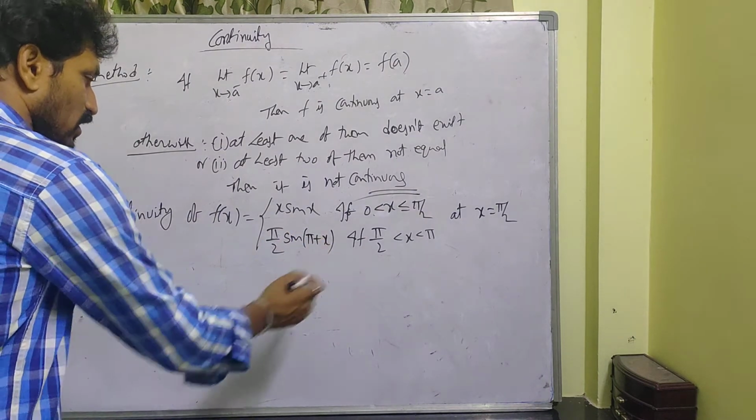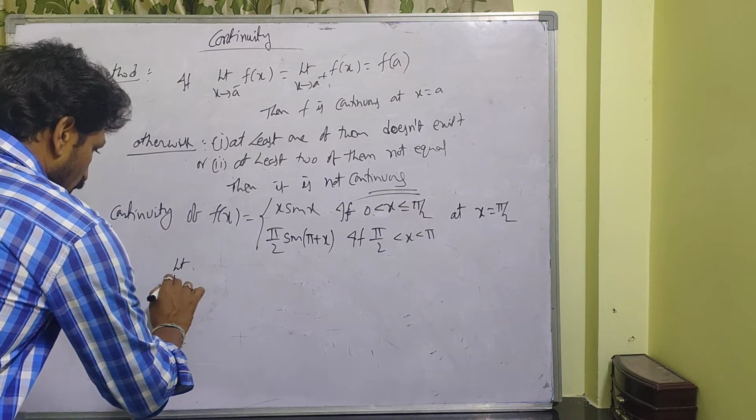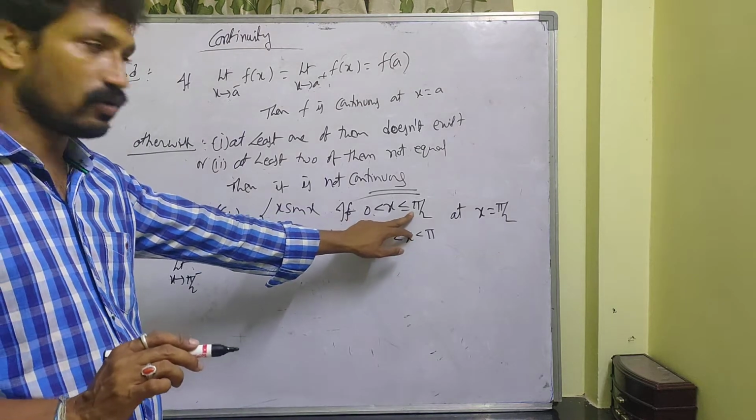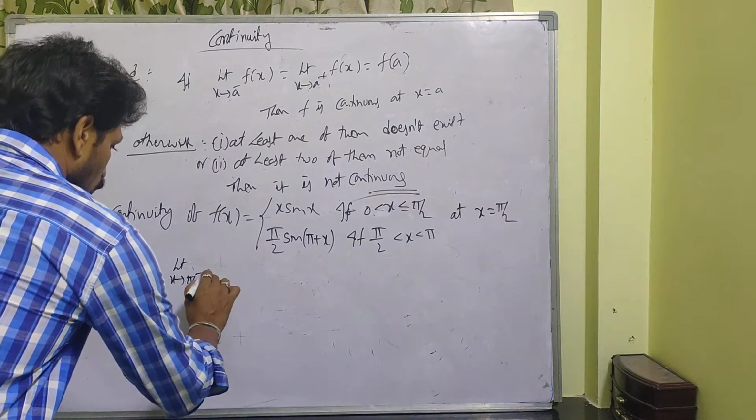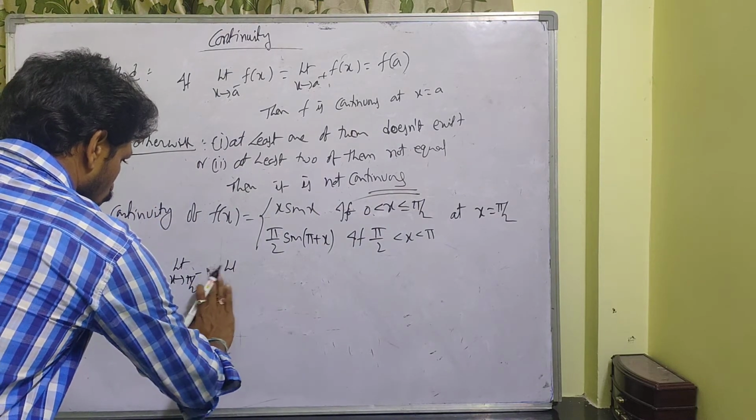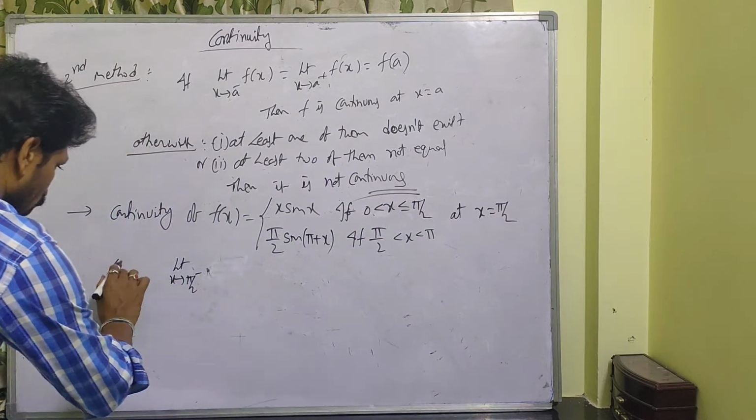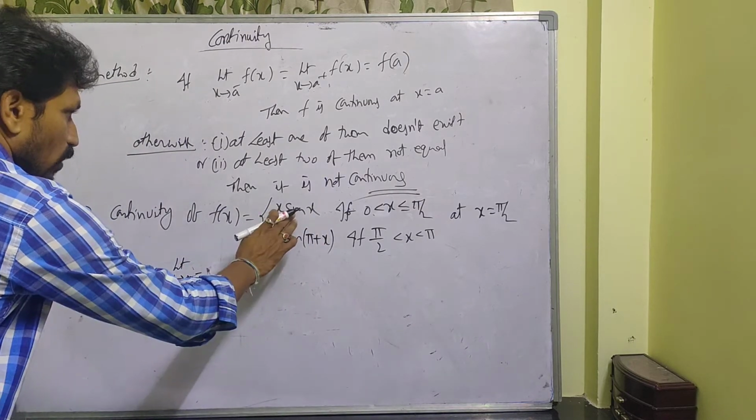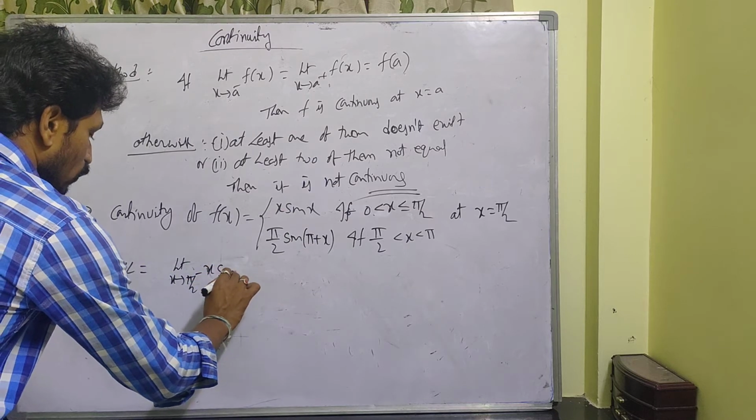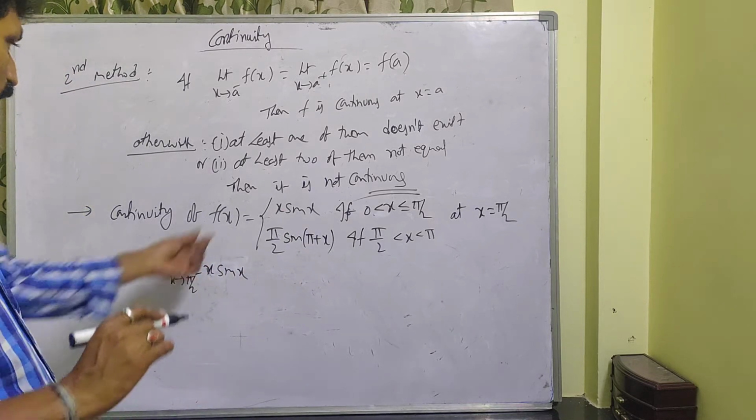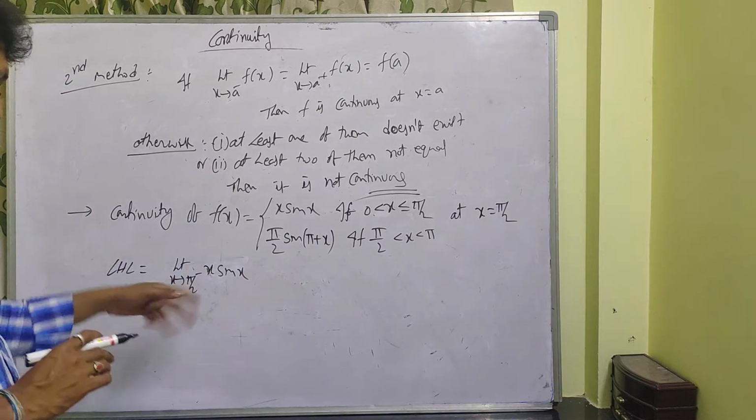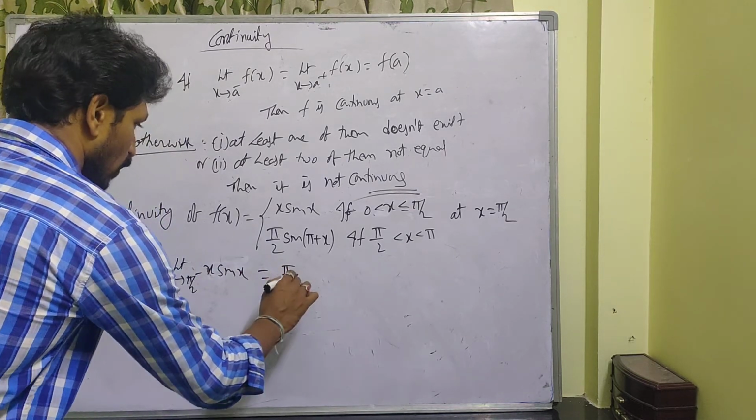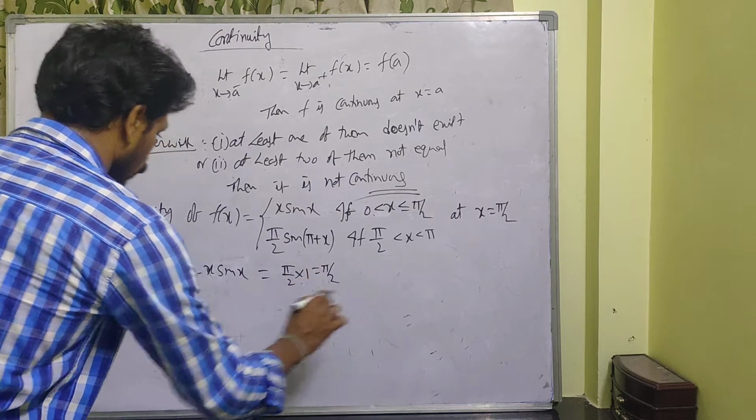First of all, at x is equal to 5 by 2, the left hand limit: x tends to 5 by 2 minus, you have to consider this function. The left hand limit I am writing is equal to limit x tends to 5 by 2 minus x sin x, we have to take. The f of x is nothing but x sin x. Substitute here x tends to 5 by 2. This is 5 by 2 into sin 5 by 2, whose value is 1 anyhow, so that is 5 by 2.